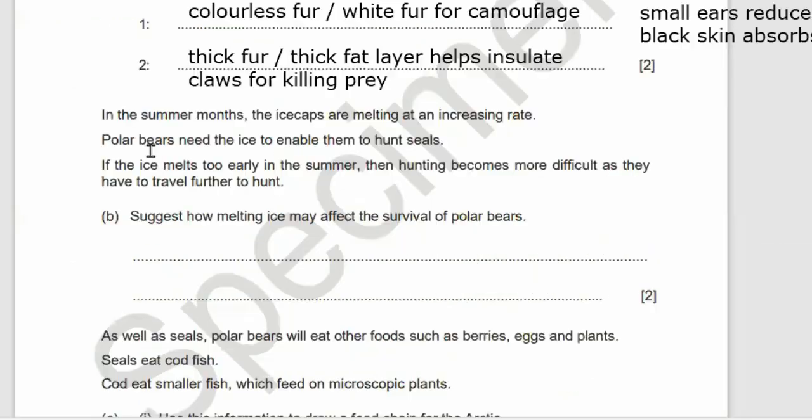Okay. So in the summer months, the ice caps are melting at an increasing rate. Polar bears need the ice to enable them to hunt seals. If the ice melts too early in the summer, then hunting becomes more difficult as they have to travel further to hunt. Suggest how melting ice may affect the survival of the polar bears. So the fact there's less ice and they can't eat as many seals, is that going to increase their survival or decrease it? So the first statement is it's going to make surviving harder. So how's it going to affect the survival?